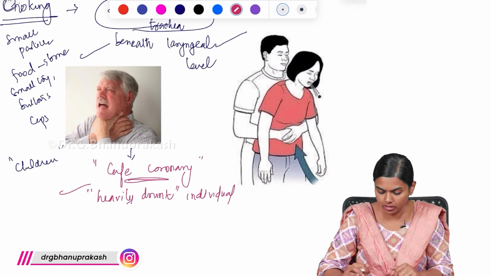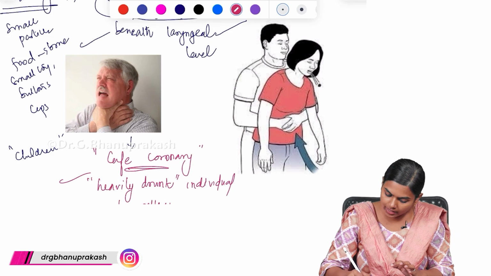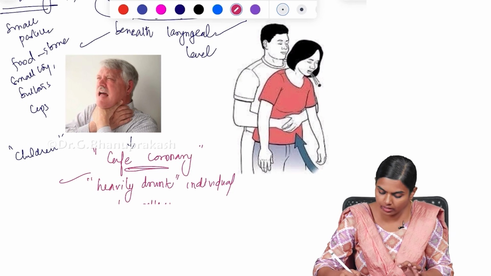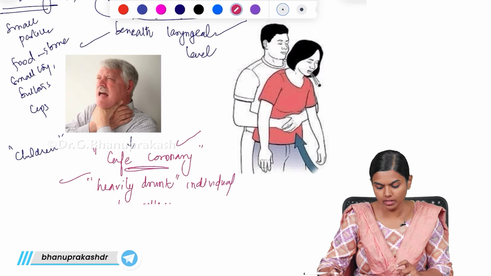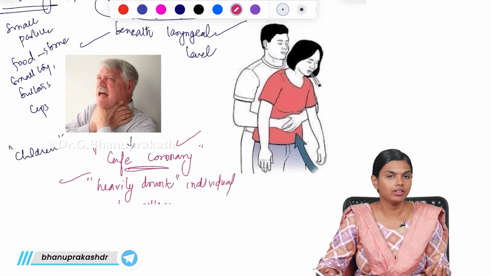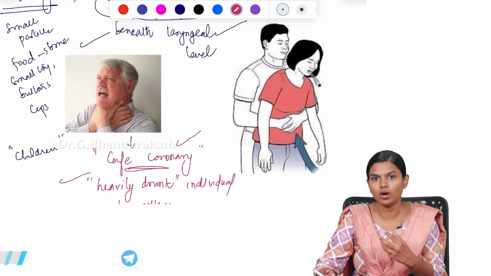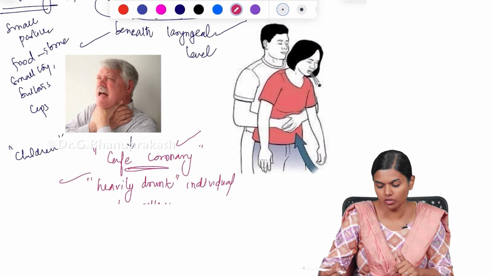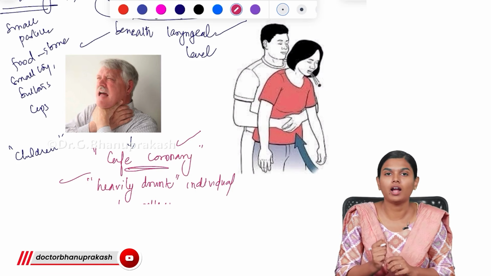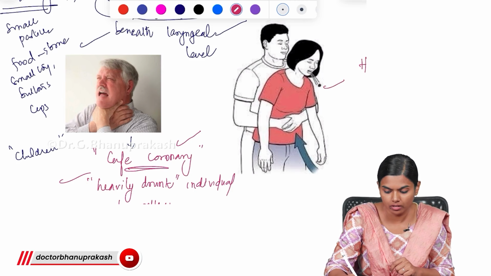Here, this bolus of food will go and activate the vagal reflex, which in turn will affect the heart. Cafe coronary means they go to a cafe, have a drink and eat food, and this heavy bolus of food will go and obstruct, which will in turn instantly cause death because of vagal inhibition of the heart. So this is your cafe coronary, and this is the Heimlich maneuver.